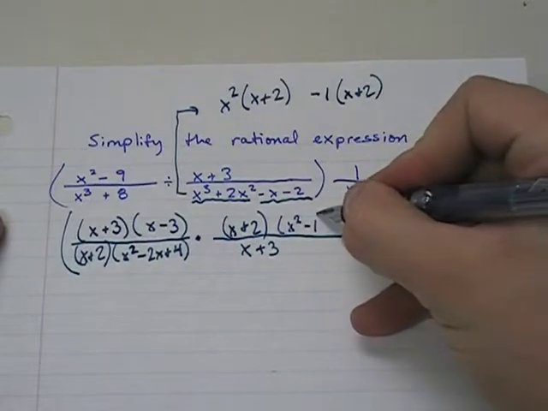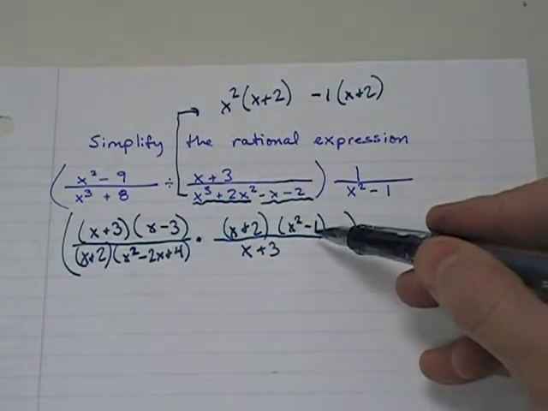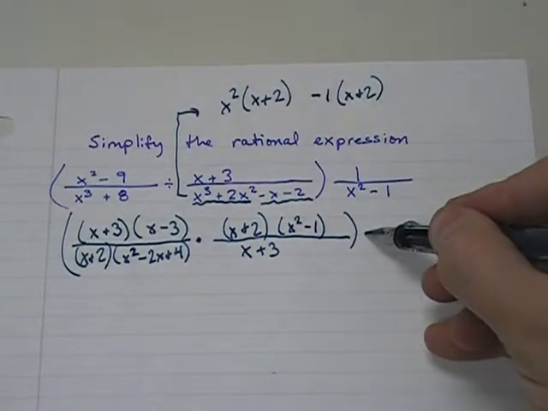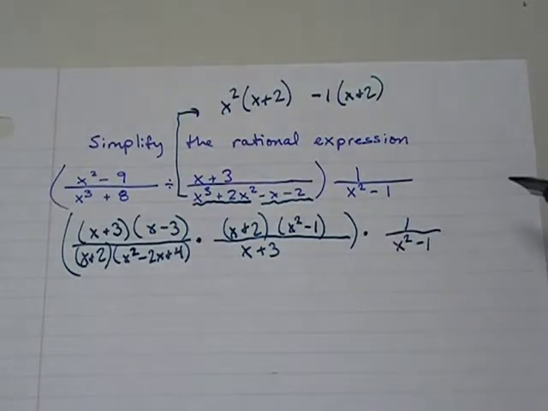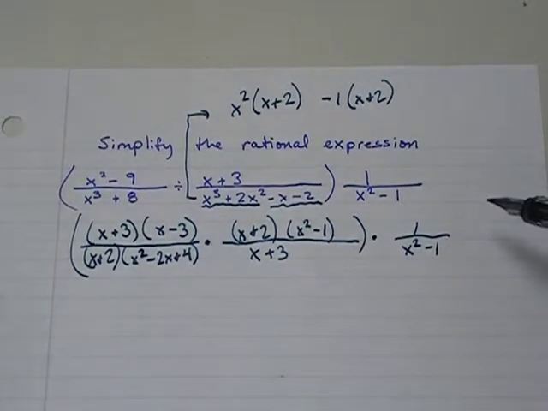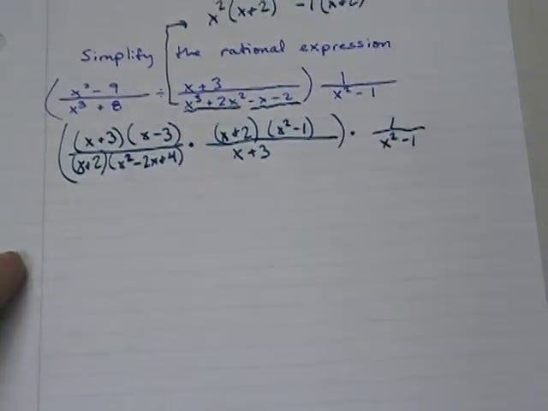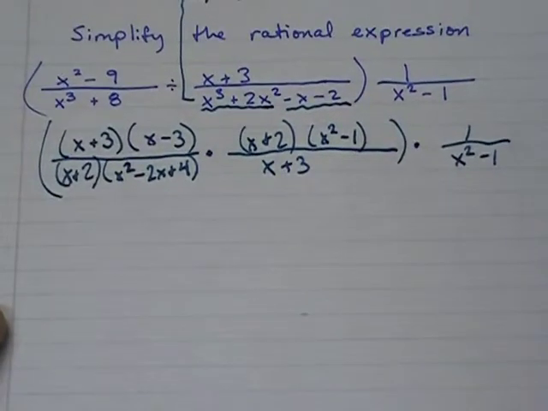And normally, I would say to you, well, x squared minus 1 is a difference of squares, and you have to factor that. However, I noticed that out here I have x squared minus 1 also. And so I don't necessarily need to factor that because those two are going to cancel out. Okay? So now I've got everything factored.